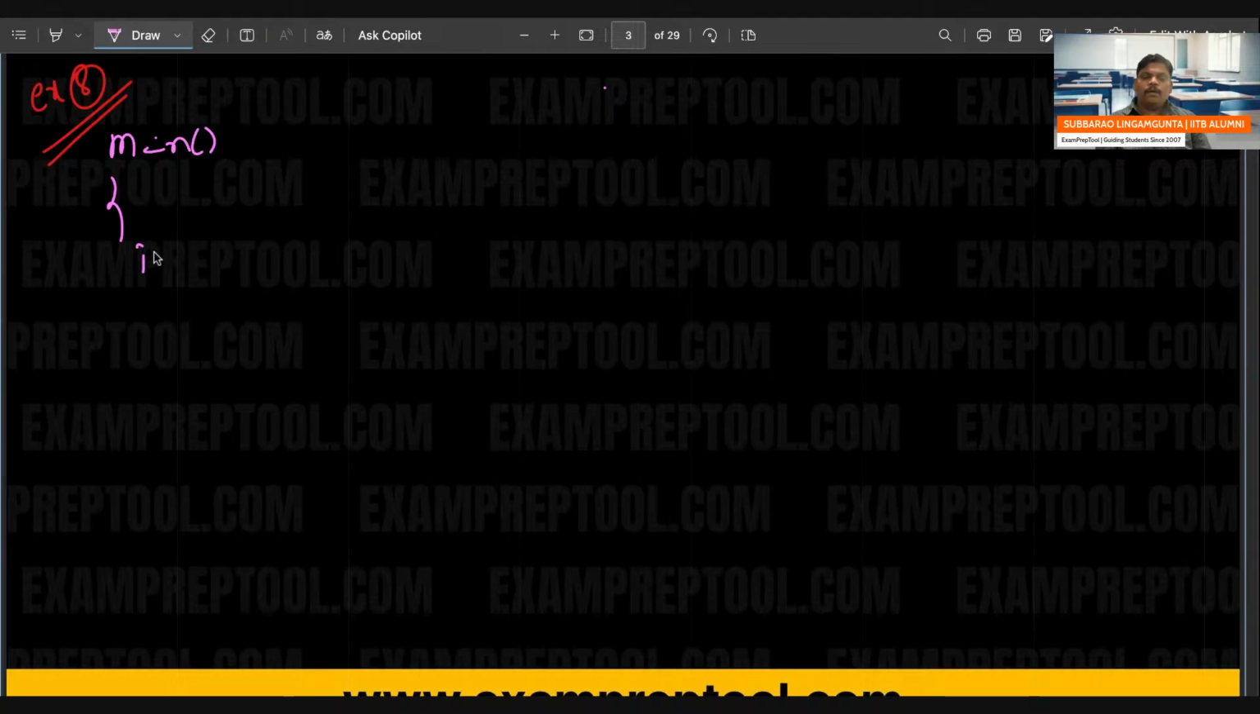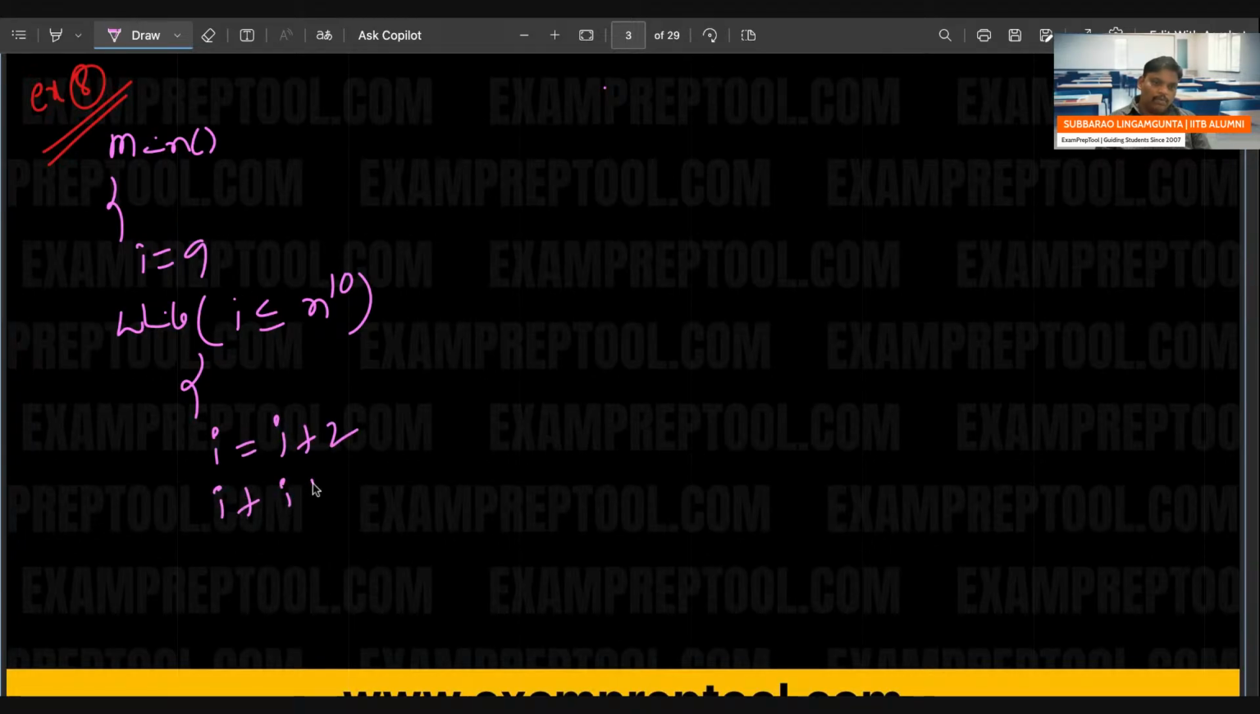Main. I is equal to 9. While I less than or equal to n power 10. Inside: I is equal to I plus 2, I is equal to I plus 20, I is equal to I plus 20, I is equal to I plus 8, x is equal to y plus z.